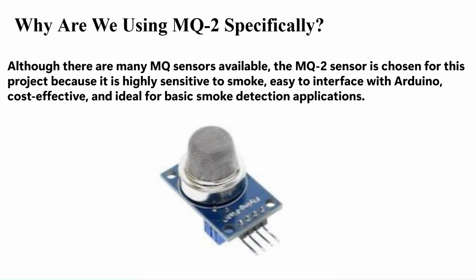Why are we using MQ2 specifically? Although there are many MQ sensors available, the MQ2 sensor is chosen for this project because it is highly sensitive to smoke, easy to interface with Arduino, cost-effective, and ideal for basic smoke detection applications.